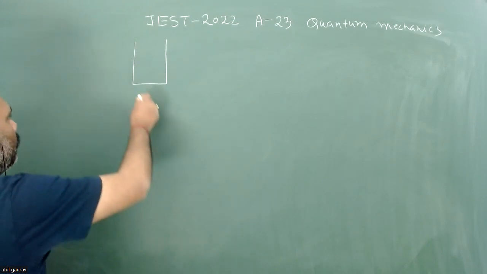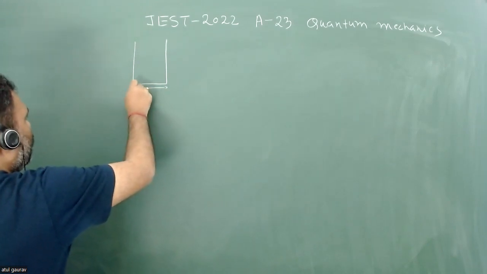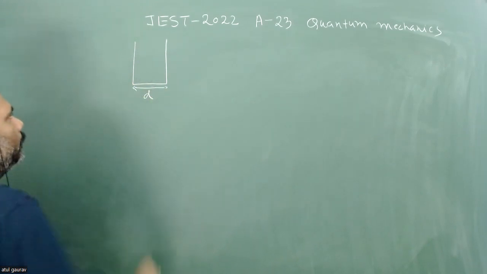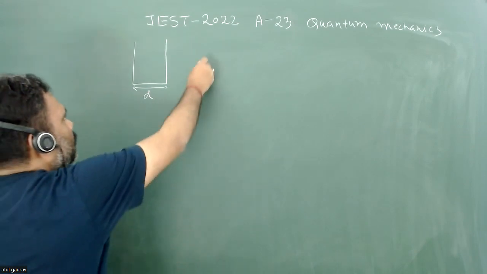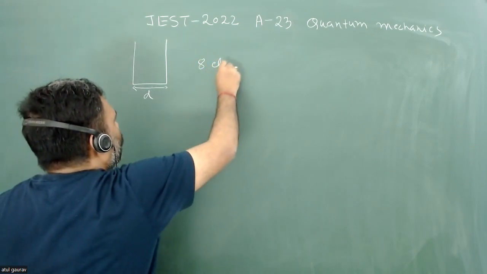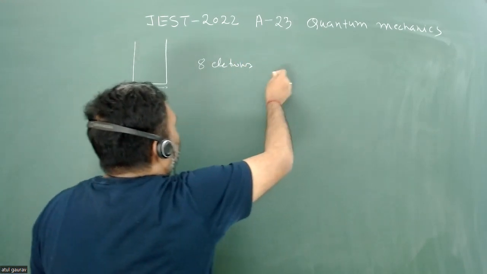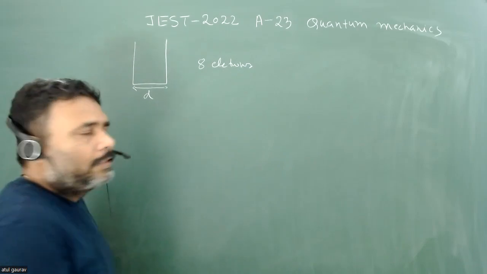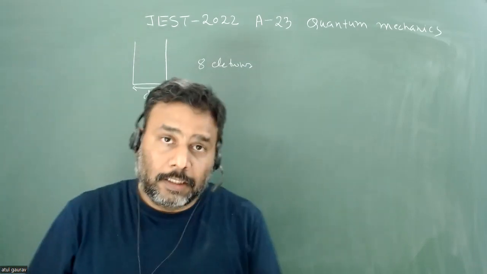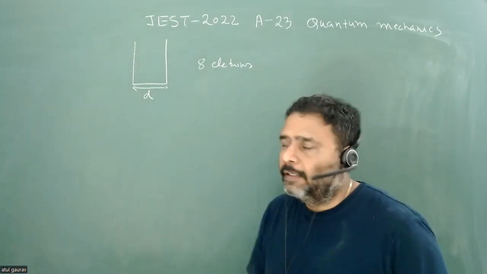There is an infinite box of width d, and we have to adjust 8 electrons. Then we have to find the ground state energy for the configuration after adjusting the 8 electrons.